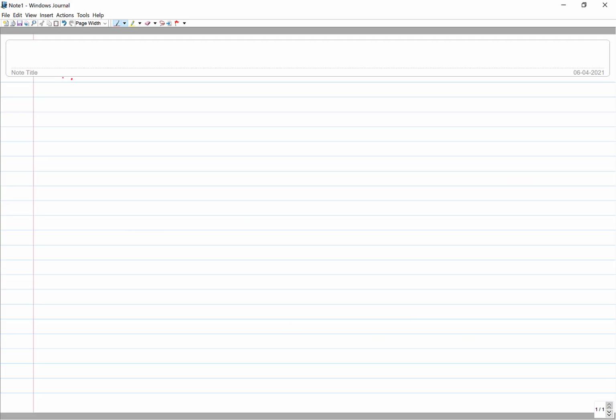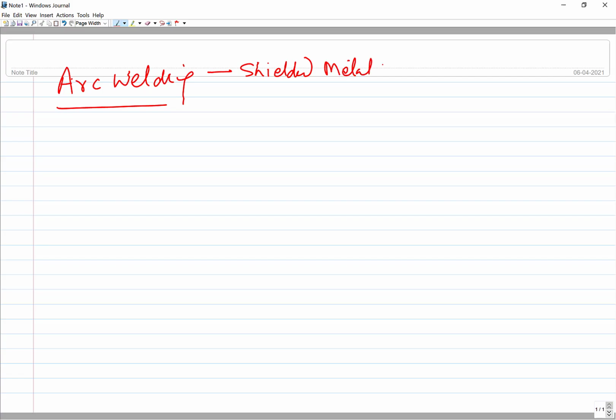Now there are various arc welding processes depending upon the shielding gas and the electrode. The different types of arc welding processes have been developed. Just for an example, there is shielded metal arc welding. This is commonly known as SMAW. This is also known as stick electrode welding.